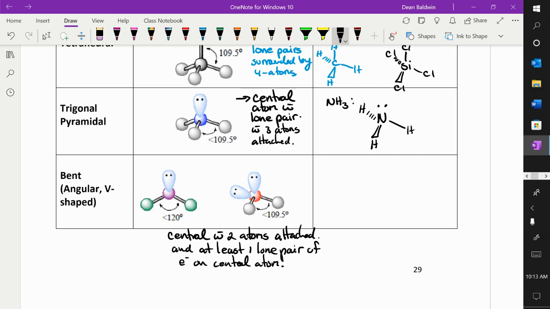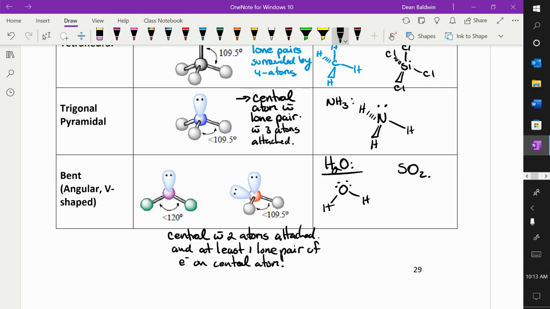Okay. So the most common one here would be water, H2O, which is like that. And you can see the bond angle. Look at the bond angle here. With one lone pair of electrons and two atoms attached, it's 120-ish. If you add another lone pair of electrons, it shrinks it to less than 109. So repels each other. Okay? And that would be an SO2 molecule.